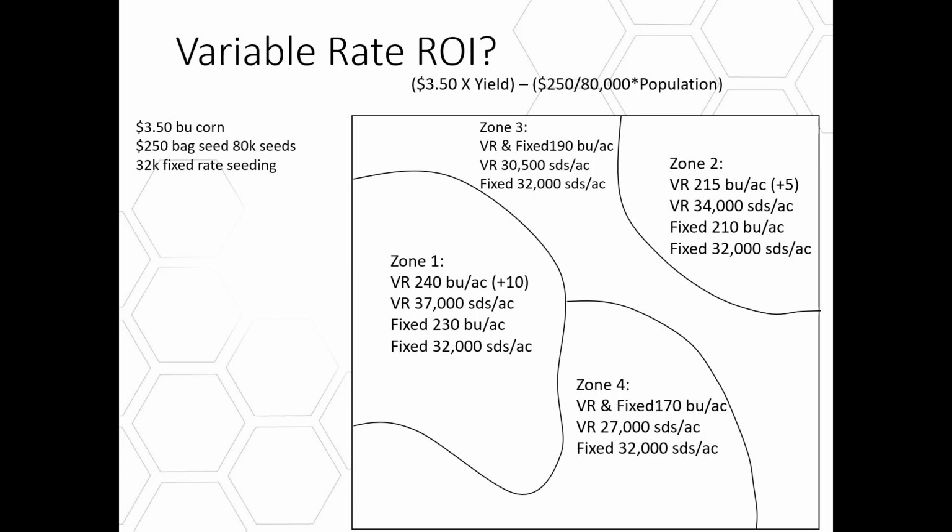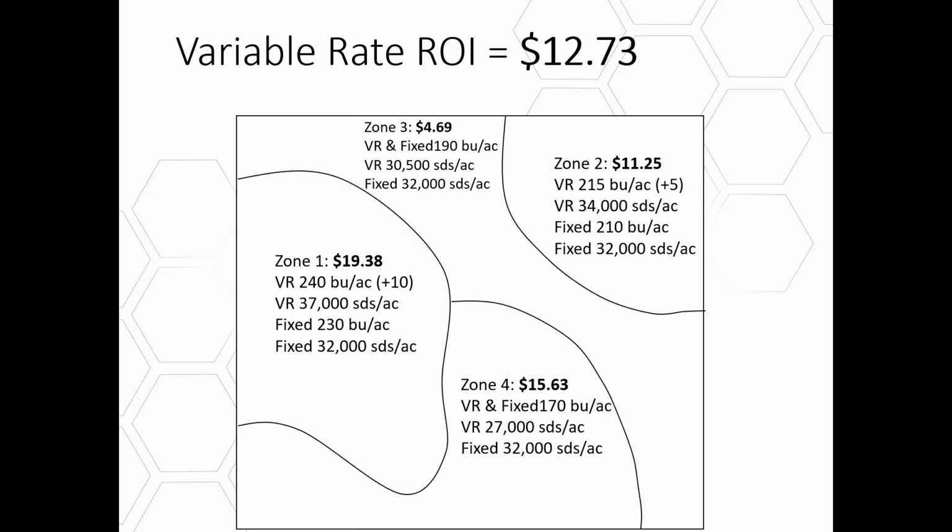The basic formula to calculate ROI is price for corn grain times yield minus the cost per bag of seed times the population. So for Zone 1, we would take 3.50 times 240 minus the $250 for your bag of seed divided by 80,000, which is the number of seeds in a bag of corn, times the number of seeds we're planting. So you get a gross income minus seed of $724.38. The field average ROI was $12.38 an acre for this variable rate seeding application.